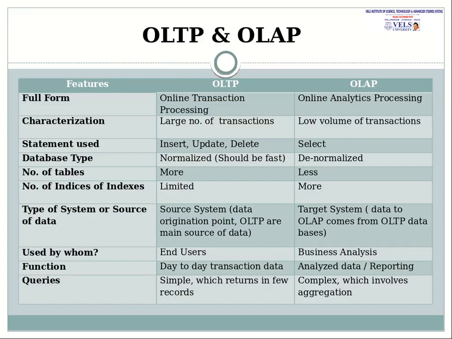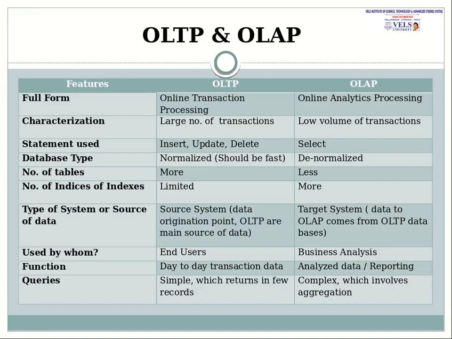Next, the number of indexes used. What is the purpose of indexes? We use indexes to access the data in a very fast manner. Here a limited number of indexes are used in an OLTP system, and more indexes are used in the OLAP system.